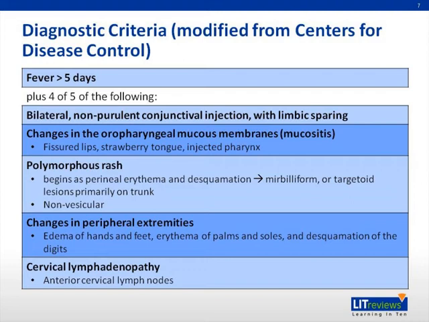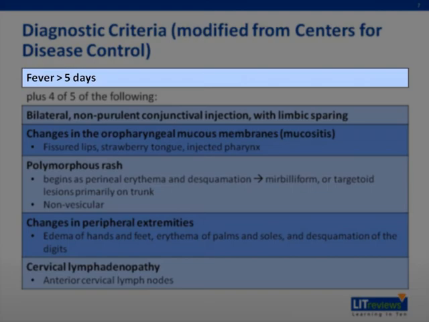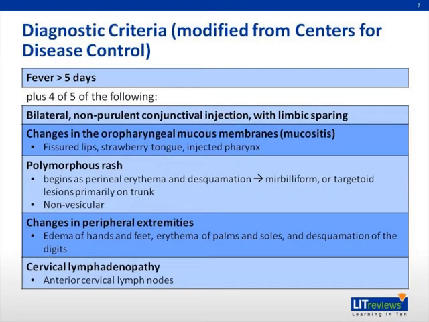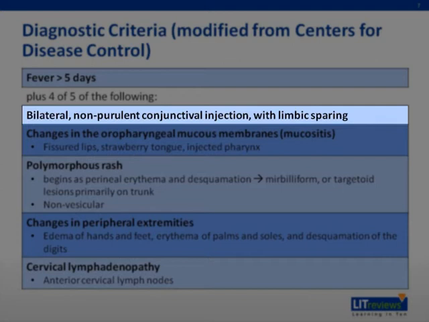This table summarizes the criteria used to diagnose Kawasaki disease. The most consistent feature of Kawasaki is a high fever that lasts more than 5 days. In addition to this, complete diagnosis for Kawasaki requires 4 out of the 5 of the following features and no other diseases that could explain the illness in the patient in question. 90% of patients present with bilateral non-purulent conjunctivitis with limbic sparing.